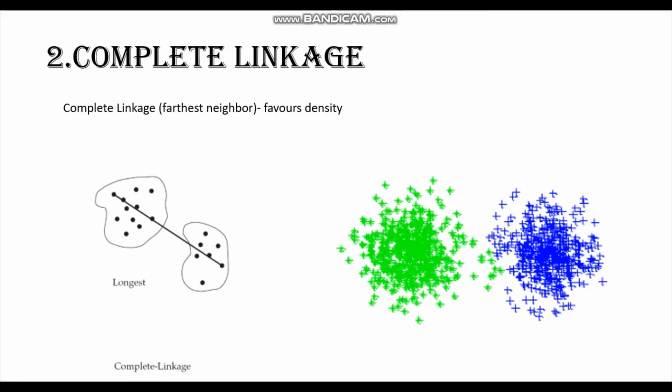And in the complete linkage method, you can say it is the farthest neighbor. The previous one, single linkage, worked based on the nearest neighbor. Here if there are two clusters, it will take the longest distance points. It is useful when your clustering data has a high density, as shown in the picture. Green dotted points are heavily dense in one particular area, and blue points are heavily dense in one particular area. For those kinds of situations, the complete linkage method is used.